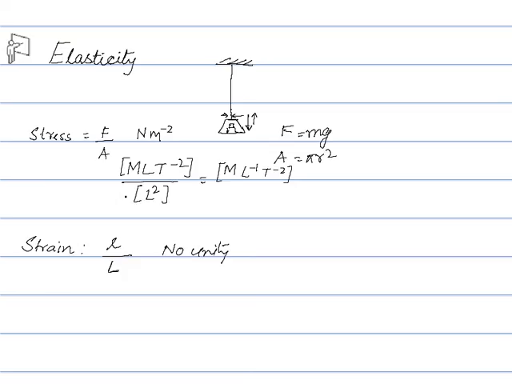Now depending on the nature of force applied and the changes, we have different types of stress. Like we have normal stress. What is normal stress? Normal stress is defined as force per area of the surface to which the force is applied. Means in this case, this stress is applied perpendicular to the area, therefore this type of stress is defined as normal stress.